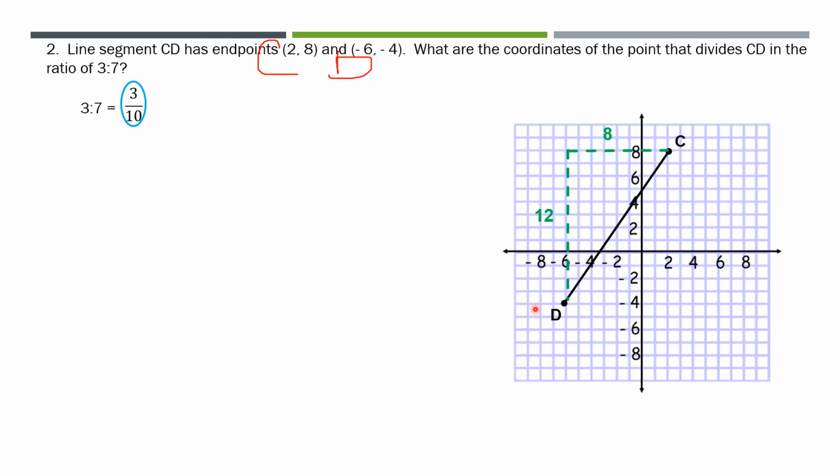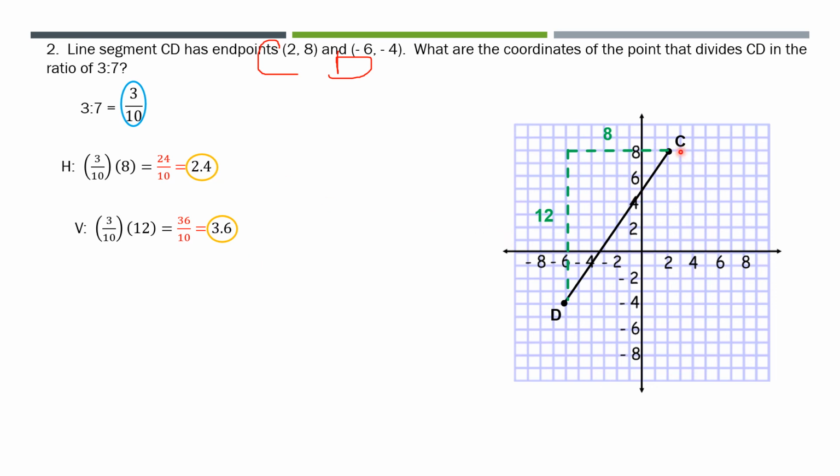And now we need to do our calculations with 3/10. So horizontally, it's 3/10 of 8. So 3 times 8 is 24. 24/10 is 2.4. Vertically is 12. So 3/10 of 12 is 36/10, or 3.6. Please pause the video or watch it again. Remember that you're multiplying by 3/10.